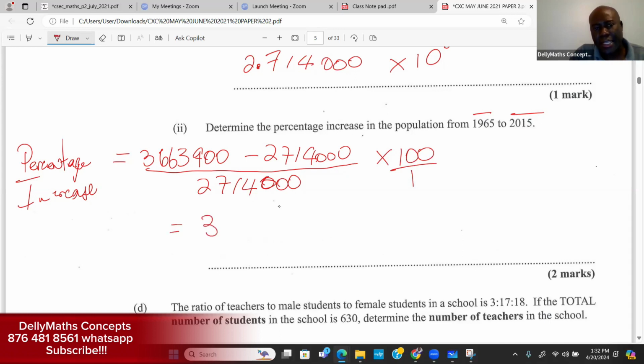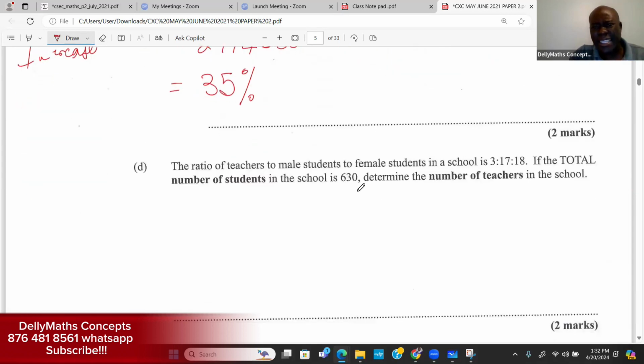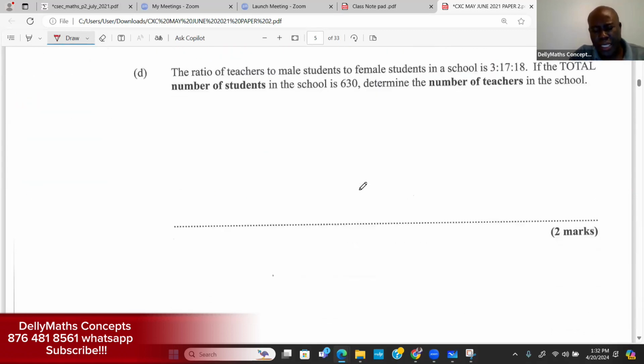Take your time on your calculator. We get 35%, right? So that's a 35% increase. Let's take a look at part D.